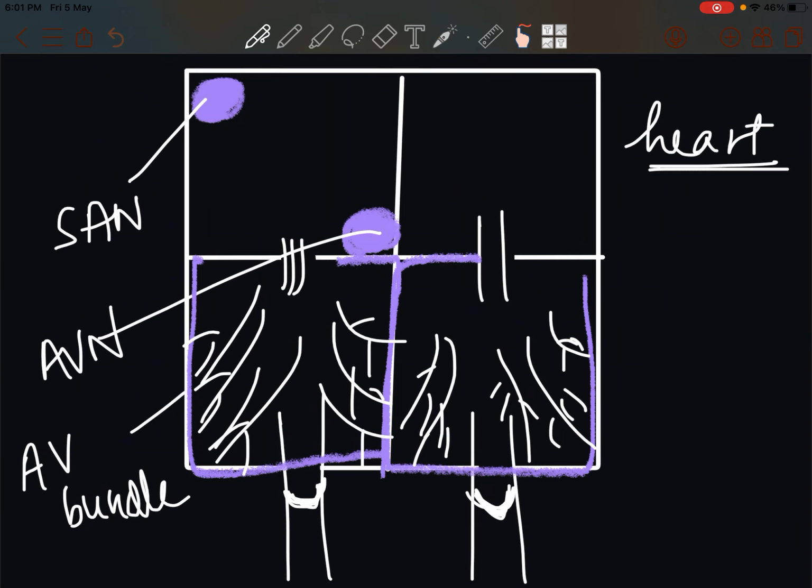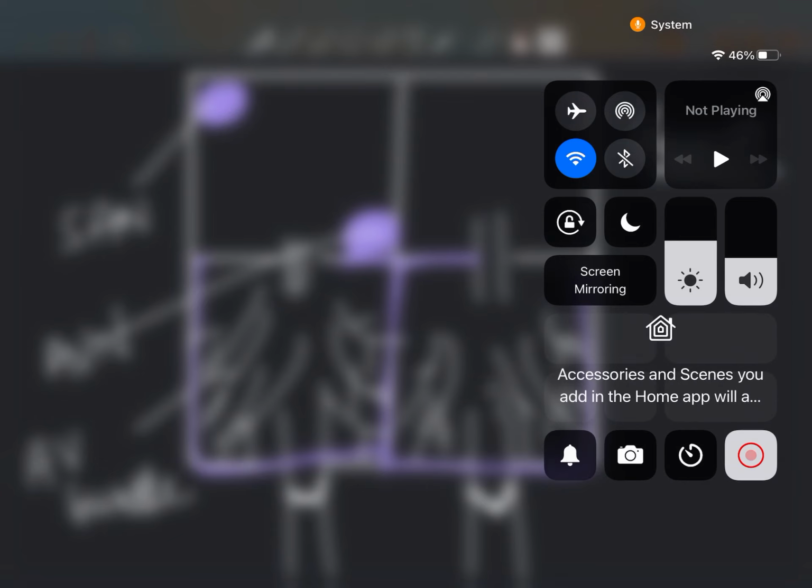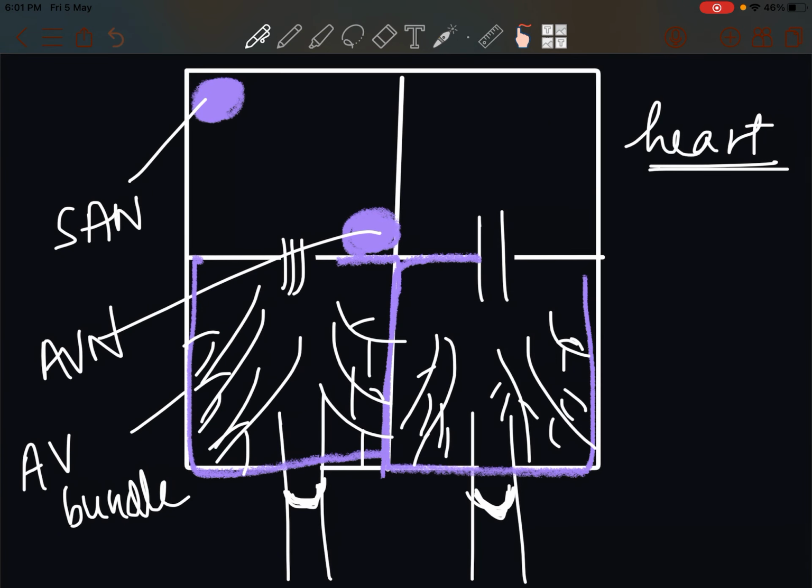Now I want to tell you about the cardiac cycle. The cardiac cycle is basically a sequence of events that takes place in the heart cyclically and is repeated with each consecutive heartbeat. The first thing that happens in the cardiac cycle is known as joint diastole. Joint diastole is the whole heart relaxing. The entire heart is relaxing.